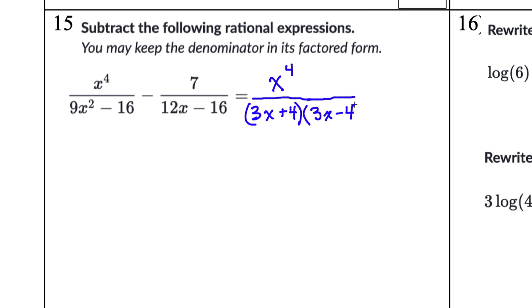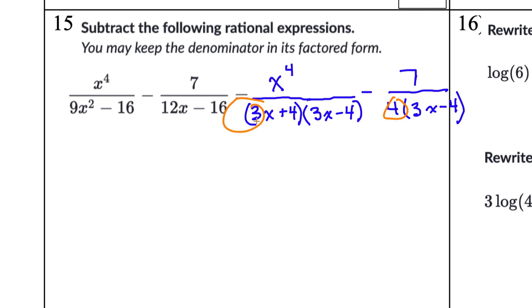Very good. On the right fraction, I can't simplify the numerator. I leave it as 7. The denominator, I can factor out a 4 for the greatest common factor, and what's left over is a 3x minus 4. Hey, check that out. A 3x minus 4 on both the denominators for these fractions, which means I need to multiply by whatever is missing. Again, I need to make like denominators. So, what is missing from the left-hand side? I'm just missing this 4.